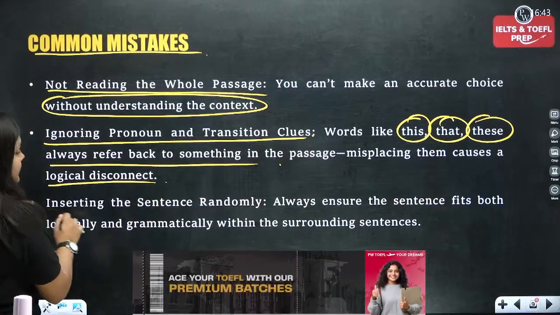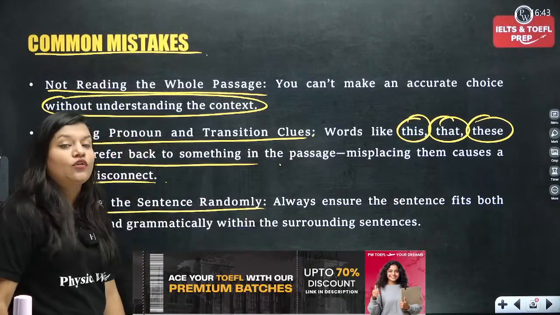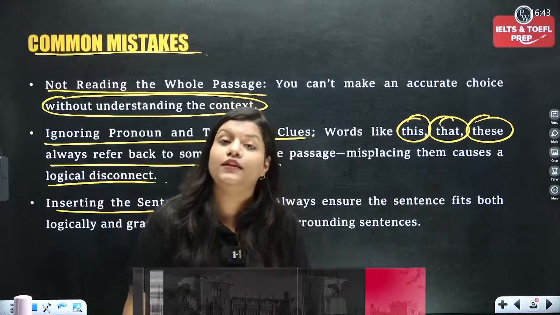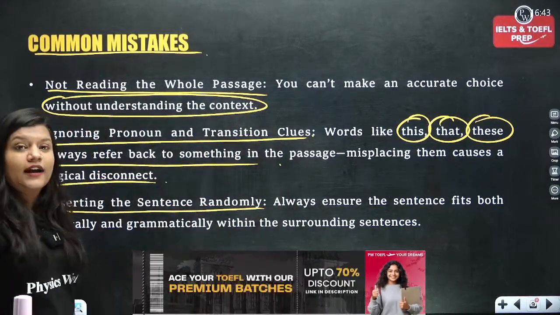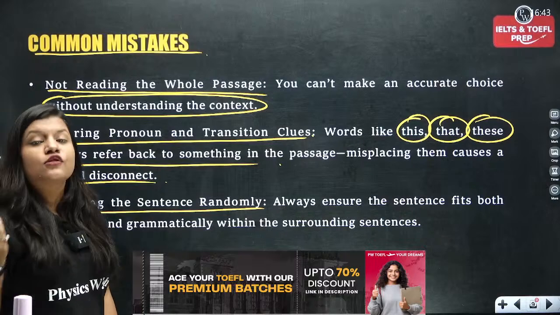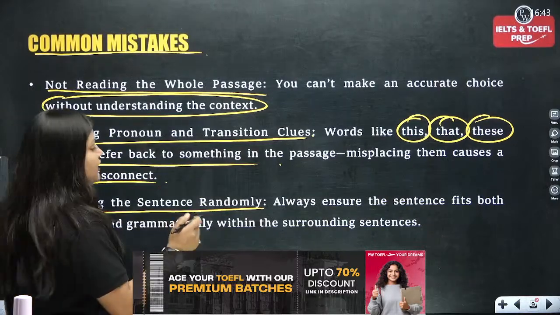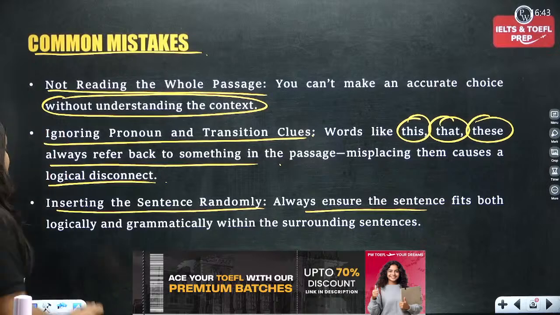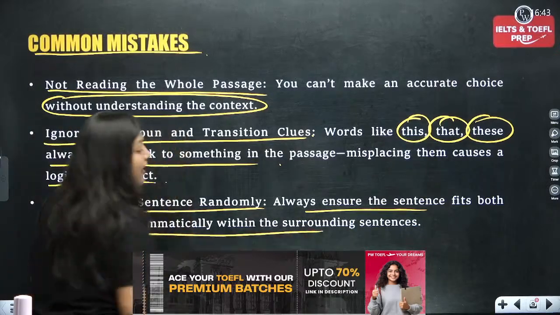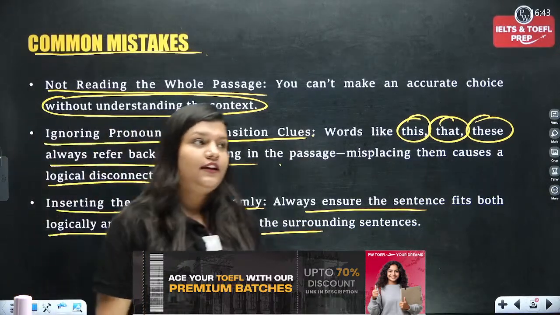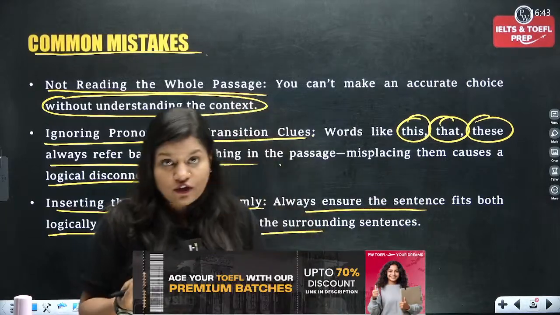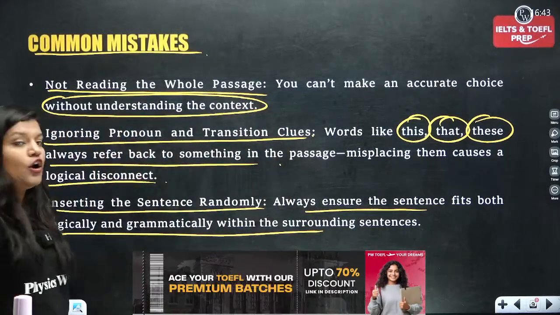Inserting the sentence randomly. You cannot randomly insert any text anywhere, because it is going to impede the meaning of the passage, and definitely it has to be logical. So both of them are interdependent with respect to the meaning. So always ensure the sentence fits both logically and grammatically within the surrounding sentences. So these are the pointers that you need to be very careful of when you are going to solve this kind of question. Okay?